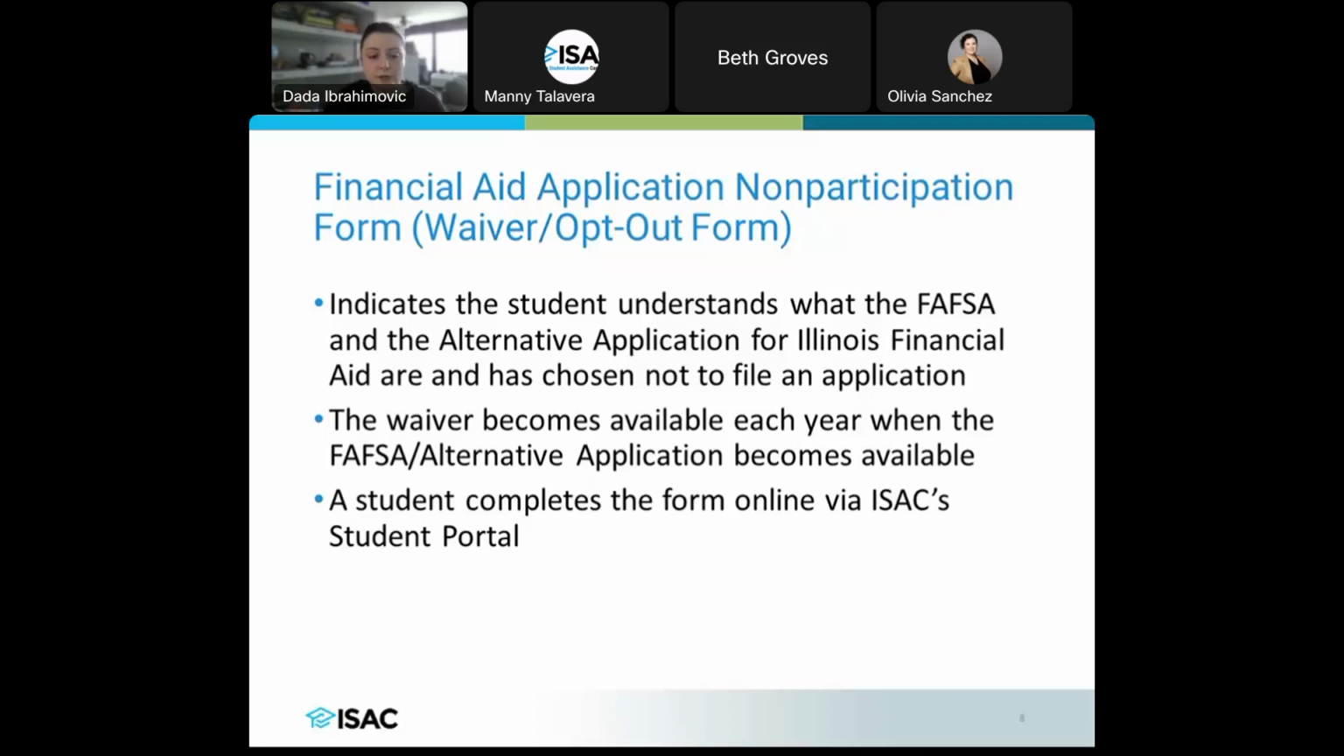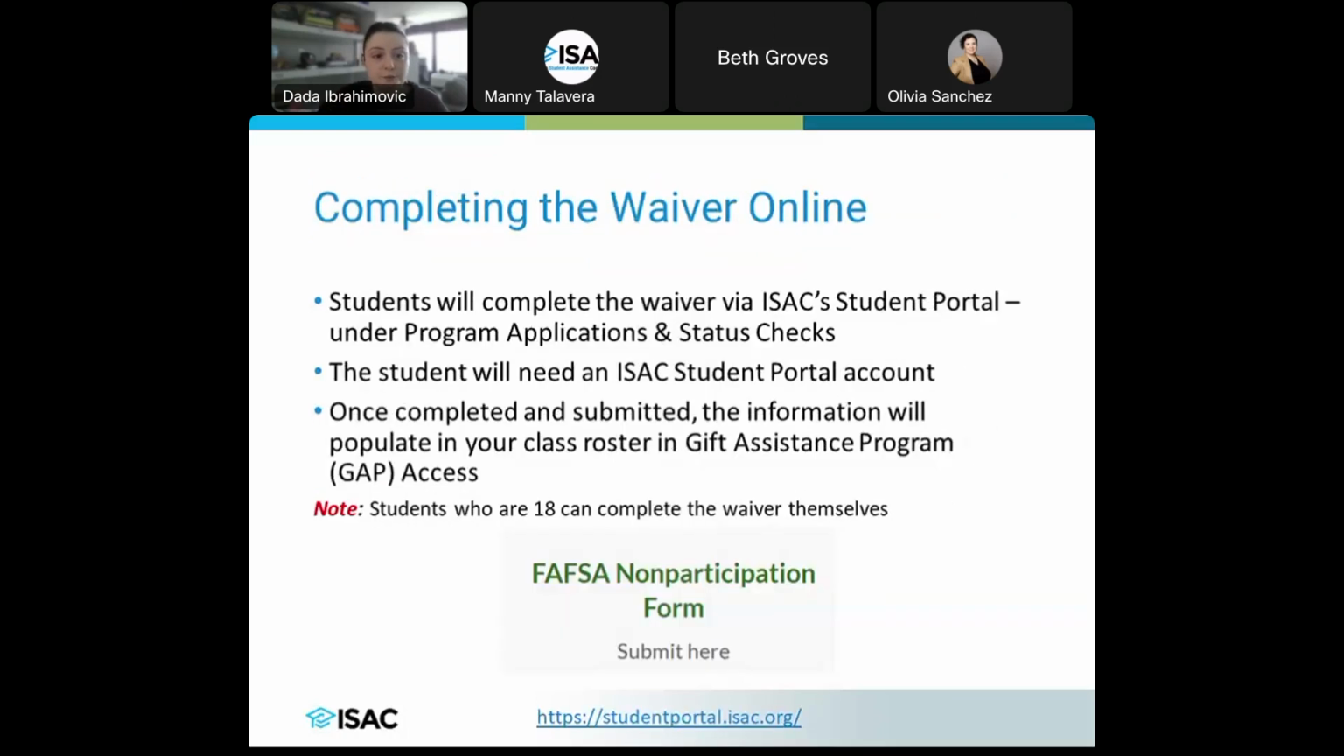So a student completes that form online via ISAC student portal, and we'll go through what the waiver looks like as well. So with completing the waiver online, again, it's through the ISAC student portal that they need to complete it. It would be under program applications and status checks. They would go search through there. They would have to scroll to the bottom of the page. And then once they scroll to the bottom of the page, they'll see, as you can see on this slide here, the FAFSA non-participation form, submit here.